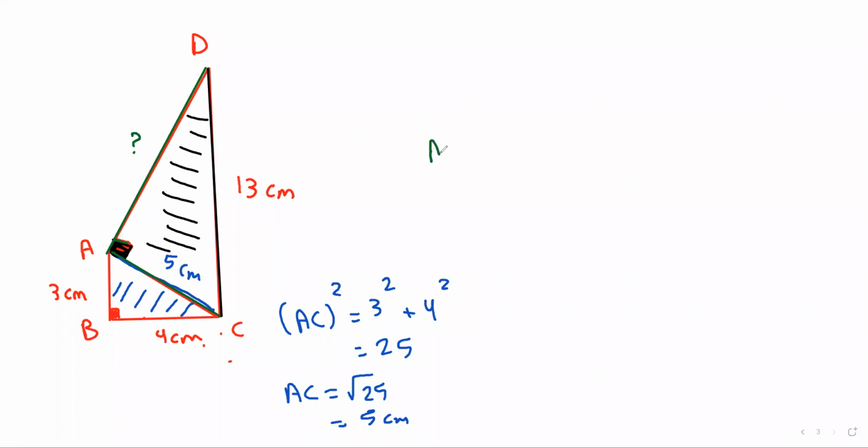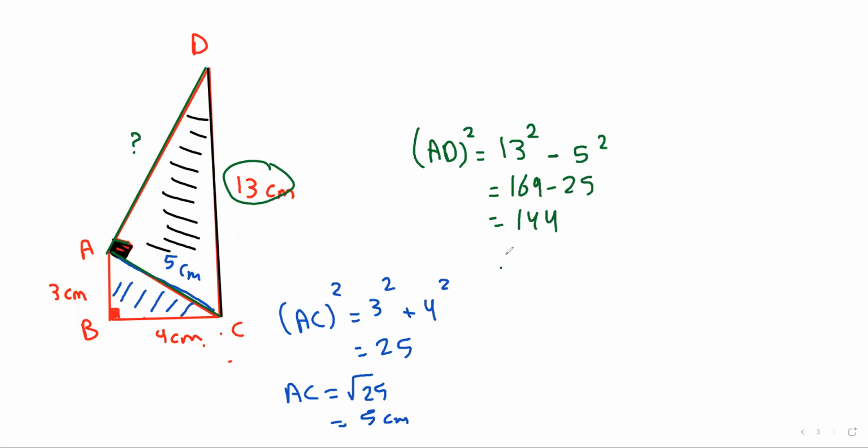So AD to the power of 2, in this case, we will subtract the hypotenuse to the power of 2, 13 to the power of 2 minus 5 to the power of 2. 13 to the power of 2, 169 minus 25 equals 144. So AD equals the square root of 144 equals 12 centimeters.